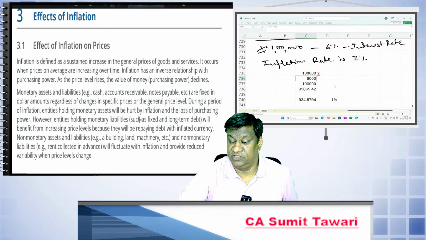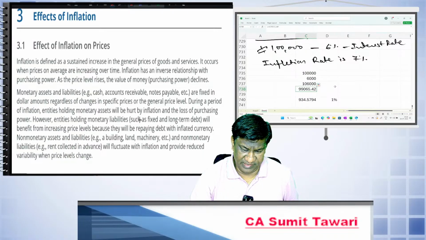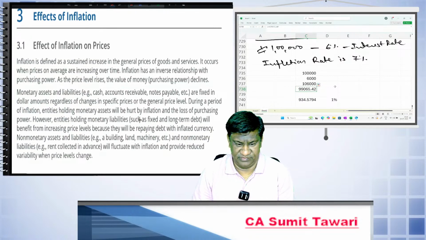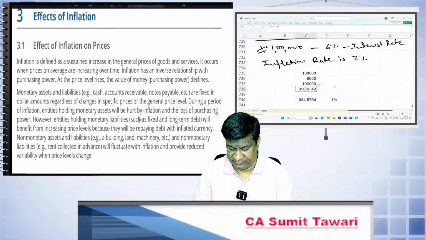So what happened here? Because of the interest rate, your asset value is appreciated. At 6% it is 1,06,000, but because of inflation, the real value is basically 99,065.